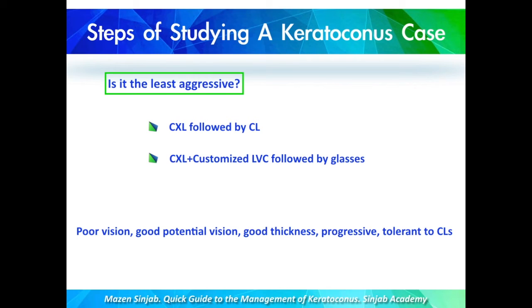So when we say the less aggressive, it does not mean that it is the final solution, because maybe the patient will come later and he is unhappy with his contact lenses and wants another solution. So in advance, we have to tell him that if he comes in the future and says, I don't want contact lenses, sometimes it would be difficult to find another solution.